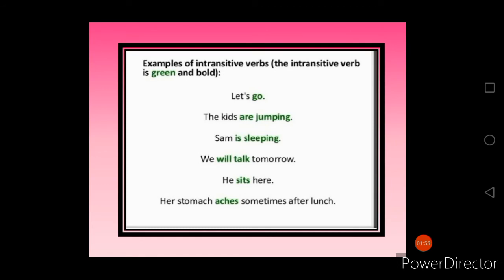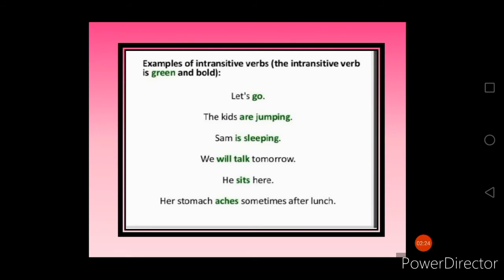Okay students, then next, see the next example. He sits here. After this verb, what is present here? Yes, right, sit. See, after this verb, this word is considered an adjunct because it answers the question where he sits, right? So it is an adjunct. After the verb, there is an adjunct. So here this verb is an intransitive verb. See the next example.